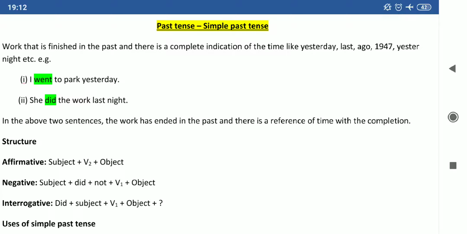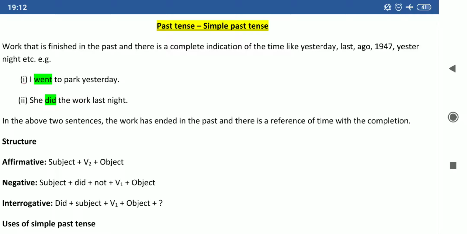Good morning, students. In my previous video, I talked about present tense and all the four subcategories of that. Today, I'm going to talk about past tense, and I'll start with simple past tense. So, let's understand where to use simple past tense and which form of verb is used for that.